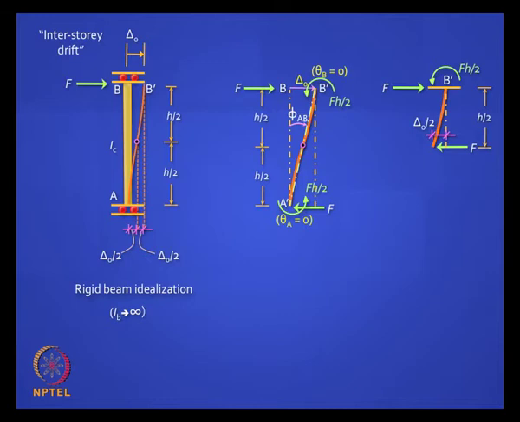Anti-clockwise. And if you really want to look at it more closely, it is as though the top half behaves like a vertical cantilever fixed at the top end, and the bottom half behaves like another vertical cantilever fixed at the bottom end, and there are forces acting at the point of contraflexure, which is equal to F, and the end moments are Fh by 2. Is it clear?